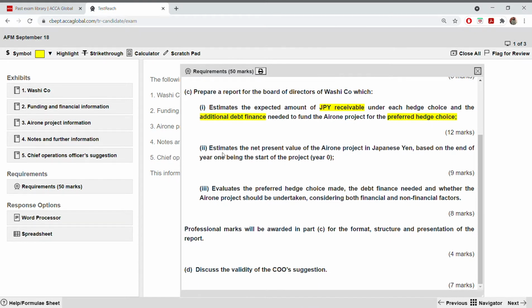Next, second part, estimate the net present value. So clearly when they tell you whether this project is financially acceptable or financially feasible or financially viable for you to do, then that means you have to do net present value, even if they don't ask you to. But sometimes they clearly specify to estimate or calculate net present value, like in this one: estimate the net present value of the A1 project in Japanese yen. They have given you the currency also. Net present value of A1 in Japanese yen based on the end of year 1 being the start of the project, year 0.